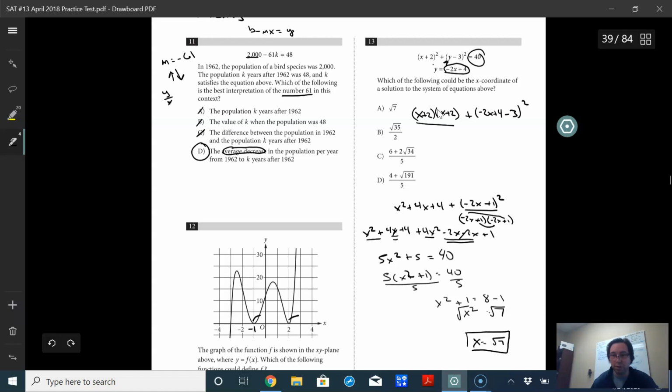So yes, I know that is definitely a lot of work on this problem. The SAT is going to kind of put you through the grinder on that one, but it is manageable.